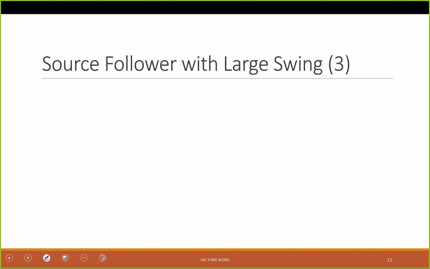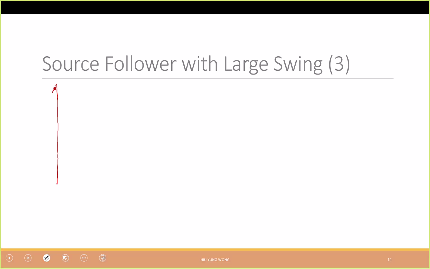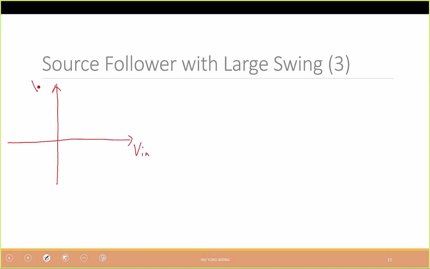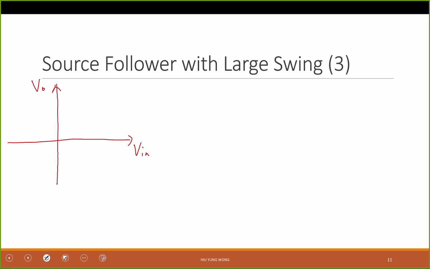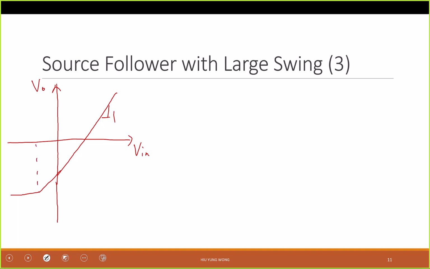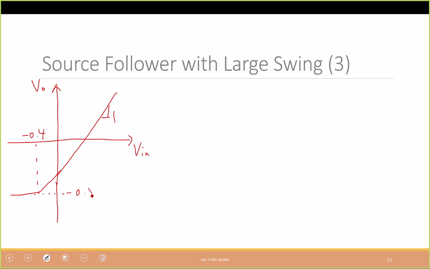I've just drawn this curve for you. I have V in, V out, and I just say that it goes down with the slope equal to 1, right? It will keep going down and then flatten out, right? And this is negative 0.4, and this is negative 0.8. Is this okay?